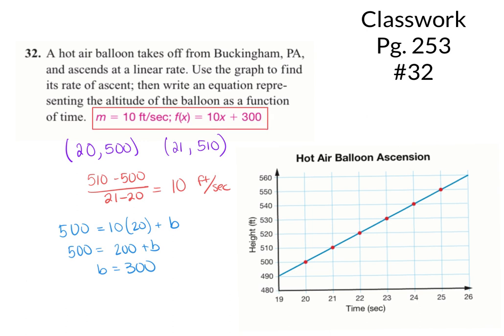Just to point out a quick terminology, rate of ascent right here. Anytime they ask for a rate of movement, that is slope, okay? So when they ask for rate of ascent, you'll notice that is your slope. Equation representing the altitude, that is your mx plus b. And remember, f of x and y are the same thing. So if you wrote it with y, that's fine. You don't have to write it with f of x right now. But just know when they ask for a rate, they're asking for slope.